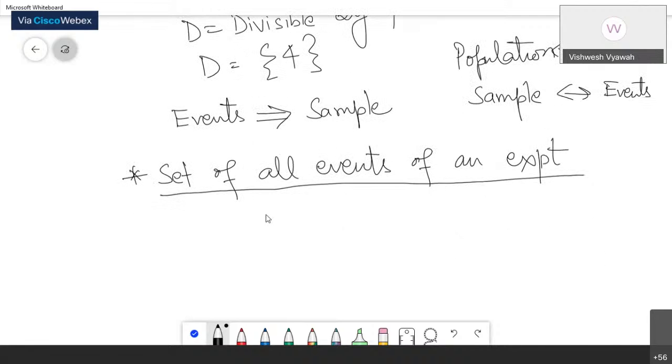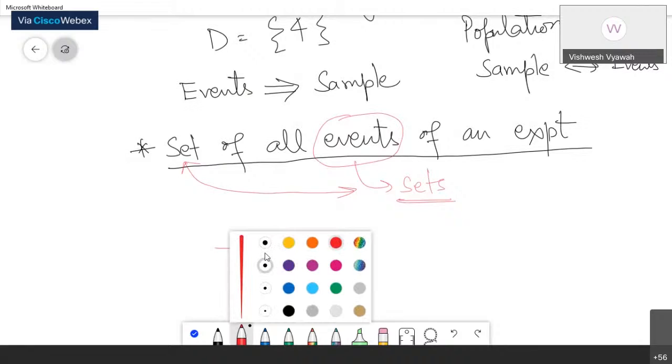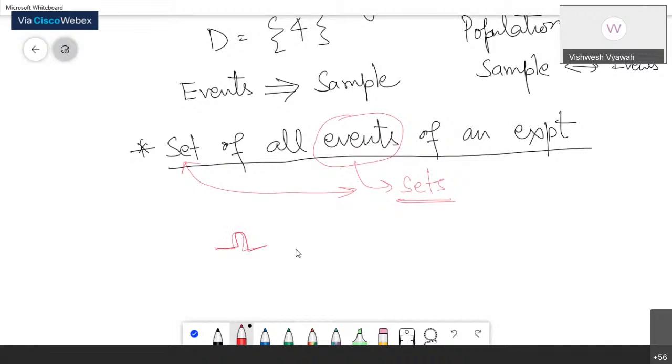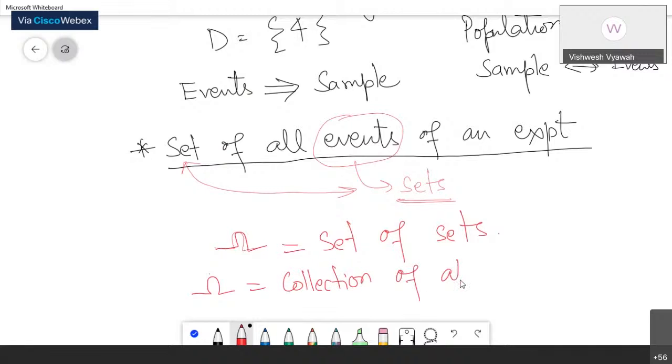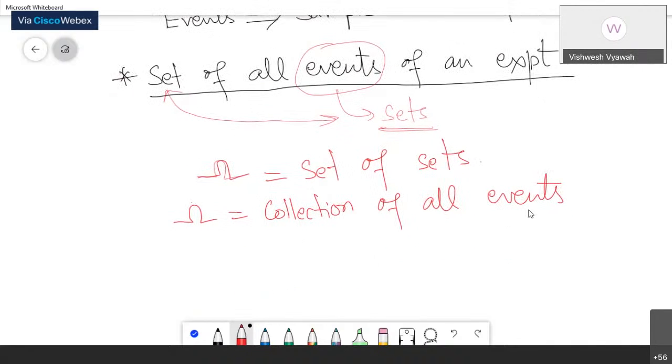Set of all events of an experiment. Now here comes the trick, and a slightly difficult concept, because my events are basically sets. You agree? Events are basically sets. So it is a set of all these sets. So I am talking about this sigma as a set of sets. Basically nothing to worry, it's not that difficult. What does this sigma contain? It is a collection of all events. What are all events? These are nothing but the subsets of your sample space.